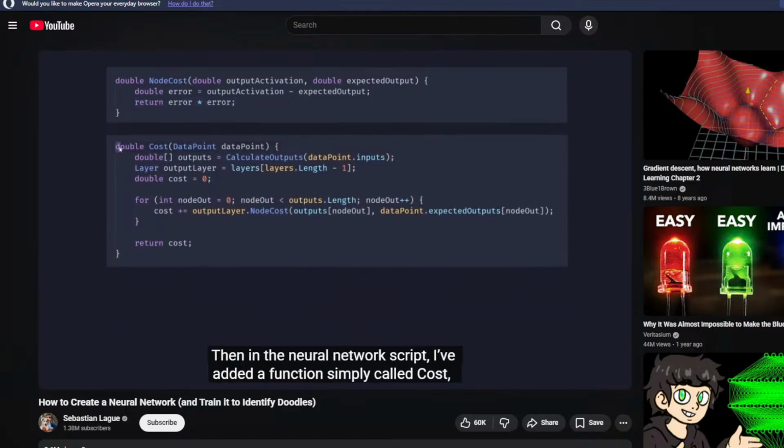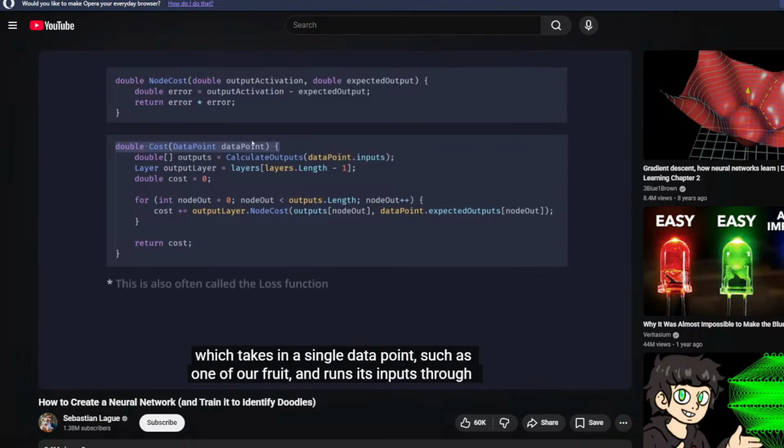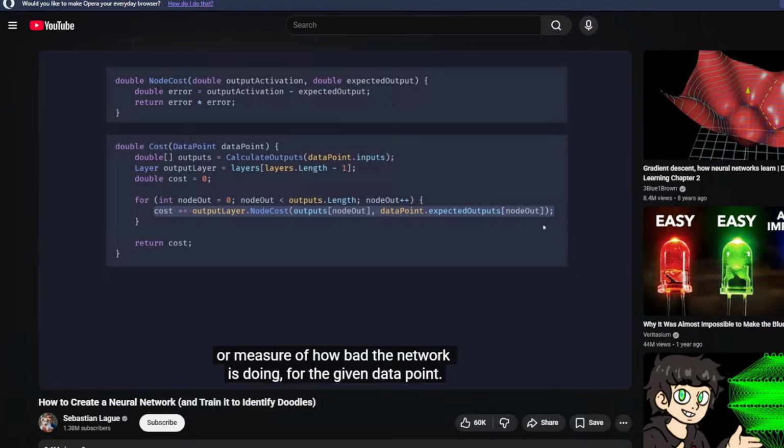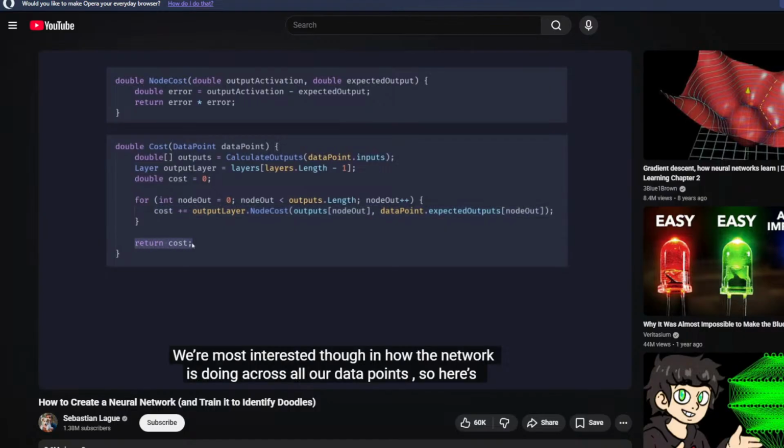Then in the neural network script, I've added a function simply called cost, which takes in a single data point, such as one of our fruit, and runs its inputs through the network to get the output values. Using those, it then adds up the individual costs of all of the nodes in the output layer to get an overall cost telling us how badly the network is doing for the given data point. We're most interested though in how the network is doing across all our data points.